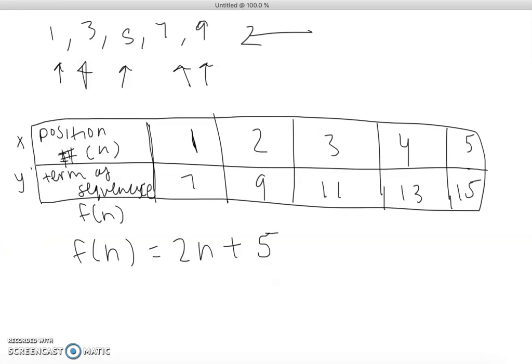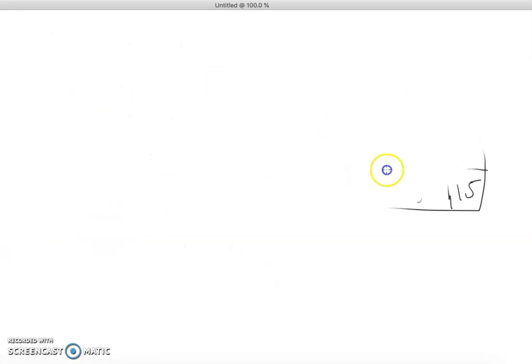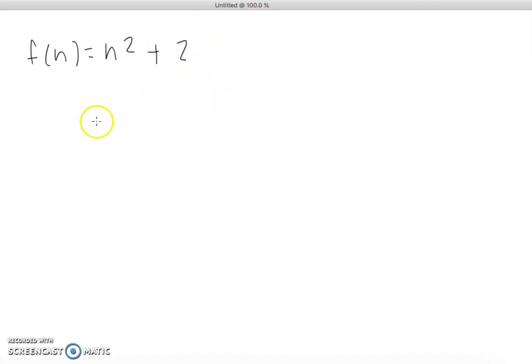Okay, so now the next thing we're going to be talking about is the explicit versus the recursive rule. So the explicit rule for a sequence defines the nth term as a function of n for any whole number n greater than 0. So I'm going to give you an example of the explicit rule. So f of n is equal to n squared plus 2, and all they want you to do is make a little table for the f of n versus the n values.